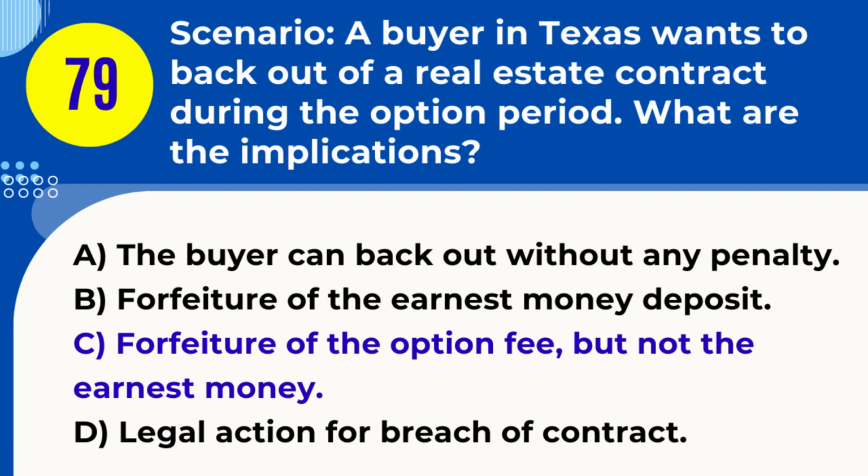Explanation: in Texas, if a buyer chooses to back out of a real estate contract during the option period, they typically forfeit the option fee paid for the right to terminate the contract, but get their earnest money deposit back, as long as they comply with the terms of the option period.